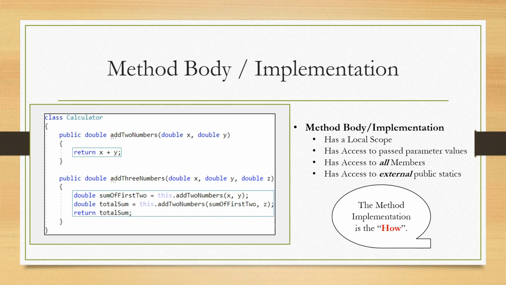So I know it seems trivial to say x plus y, but that is defining logic. So I'm not defining logic when I say this dot add two numbers x, y. I'm reusing logic. Now there's a big difference. It might look like what I'm doing is more complicated with the sum of the first two. But what I'm actually doing is avoiding writing the same code twice. That's called the rule of two.